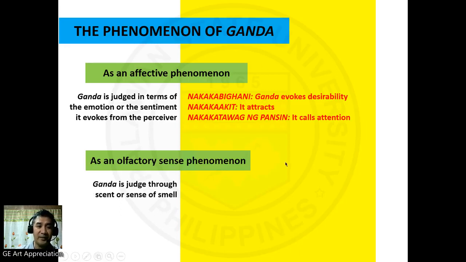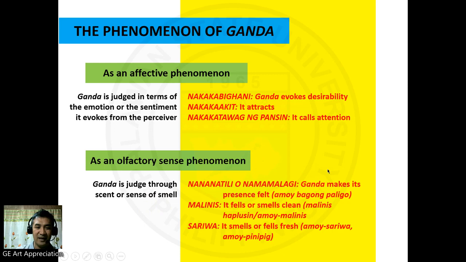As an olfactory sense phenomenon, ganda is judged through scent or sense of smell. Pag, di ba, minsan, may naamoy kang ang bango na kanyang pabango, and minsan, ay, ang ganda niya kasi mabango siya. Di ba? Parang ganun yung ating connotation. Pag mabango yung isang tao, then we feel her as maganda. It feels or smells clean, no, malinis haplusin or amoy malinis. So we generally categorize them as maganda. Diba?